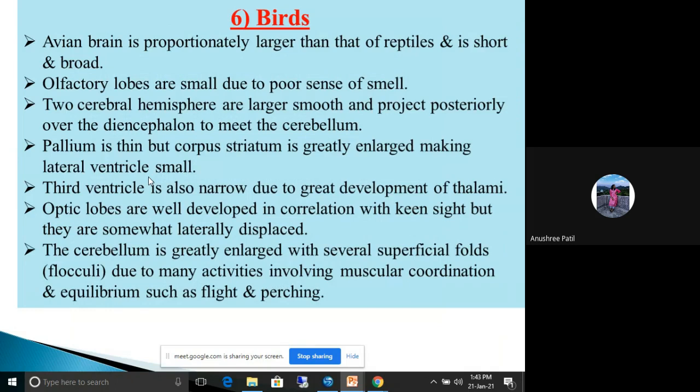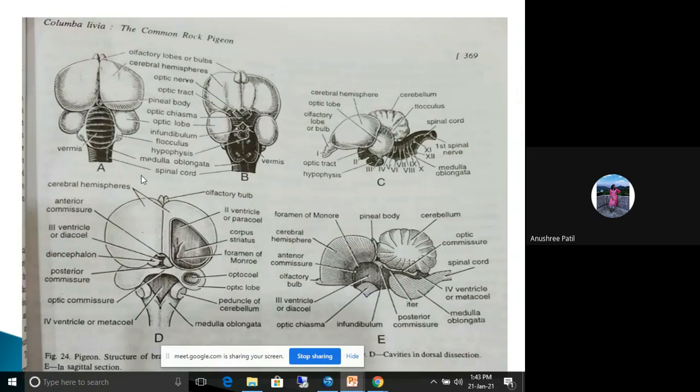Next is the bird brain. A common example is the pigeon, or rock pigeon. These are the cerebral hemispheres. The olfactory lobes are poorly developed because birds, being aerial animals, have no need for a sense of smell. So these olfactory lobes are poorly developed.